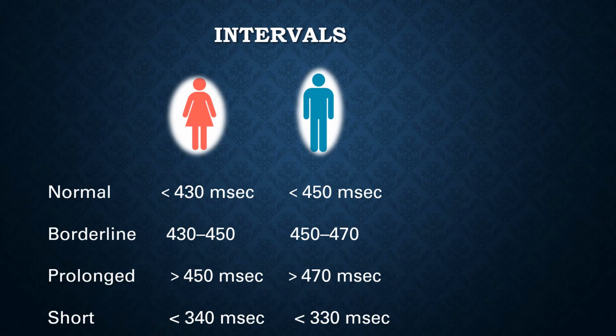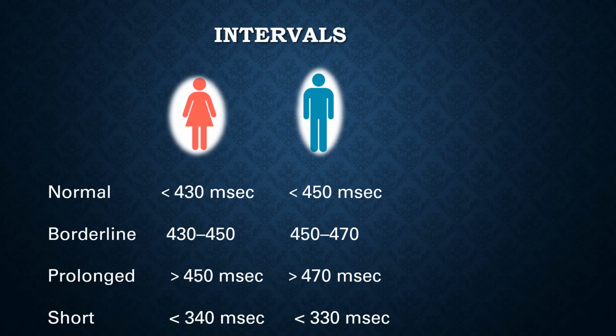Now let's look at the intervals. So we need to know the normal intervals. Anything below normal or above normal is abnormal. For the female, the normal interval is 430 millisecond, and for male it's less than 450 millisecond. Anything more than 450 in females and more than 470 in males is prolonged QT.